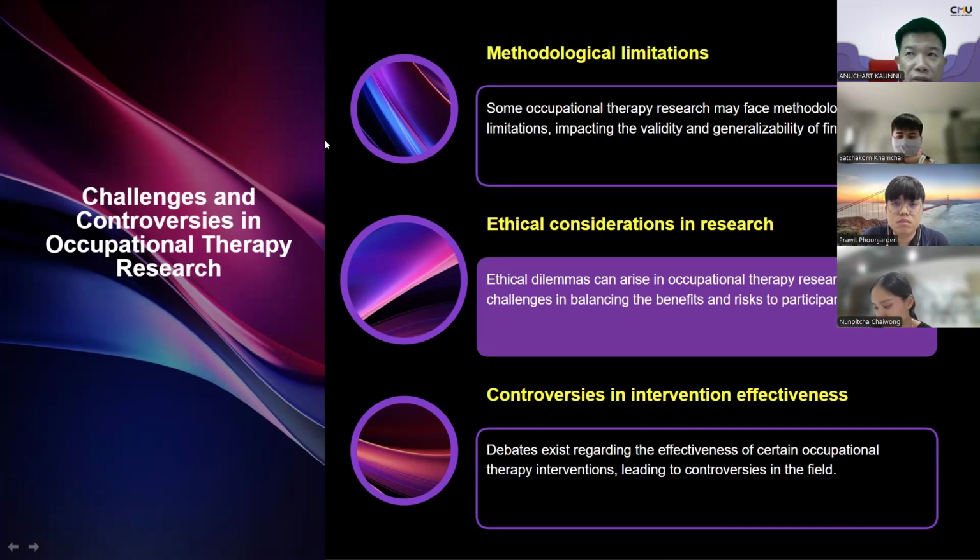A randomized controlled trial, maybe at one site, with around 30 stroke clients in the experimental group and 30 stroke clients in the control group, or ADHD with 35 and another 35. Is that possible in this context? In Chiang Mai, is it a fit, or do we need to go to another hospital? Think about the methodology inside. Some occupational therapy research may face methodological limitations.